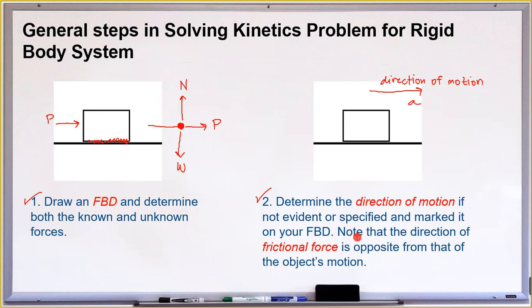Okay? So in step 2, don't forget that the direction of the frictional force is opposite from that of the object's motion. So if the direction of motion is towards the right, then it is expected that our friction is towards the left. So F. This is our frictional force directed towards the left because our direction of motion is towards the right. In layman's terms, friction prevents our object from moving.